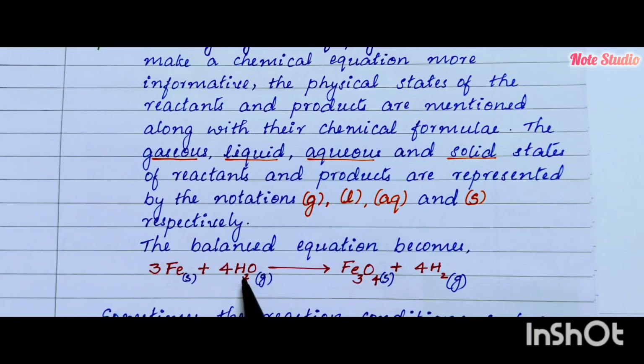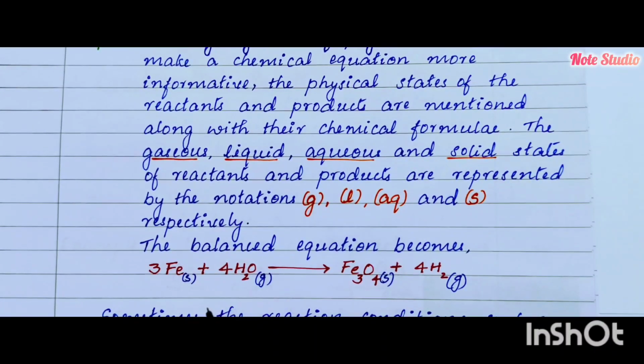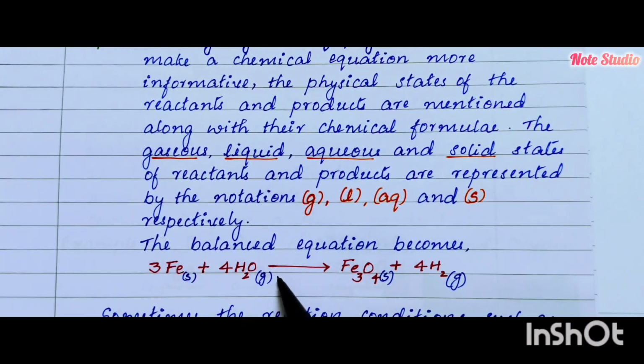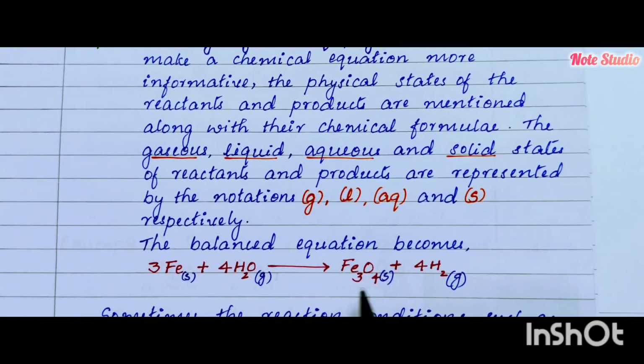H2O. We have learned that steam is passed over the iron. Here, this is in the form of steam, so gaseous form, G. Why are we not writing L here, or liquid? This is not the liquid form. This is the gaseous form because it was written like a steam. Then Fe3O4 again, it is solid and H2 is gas.